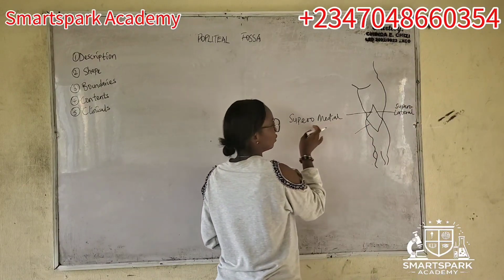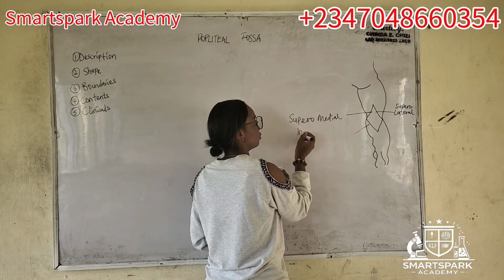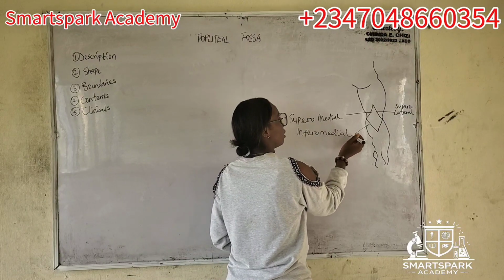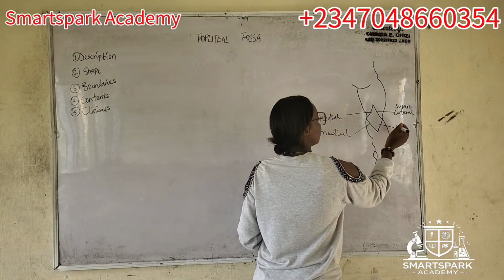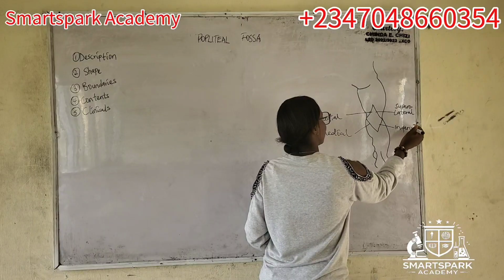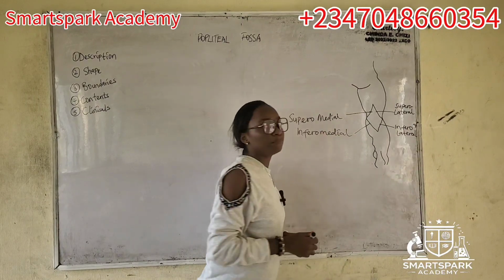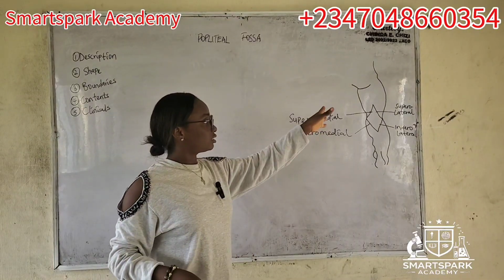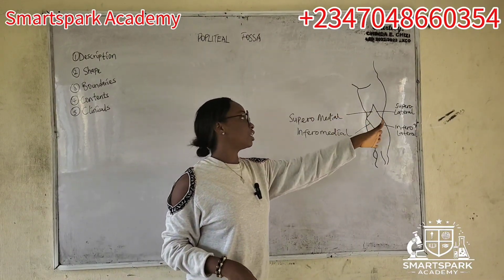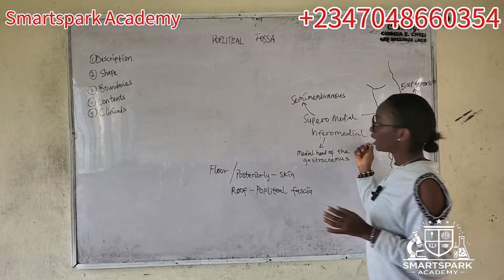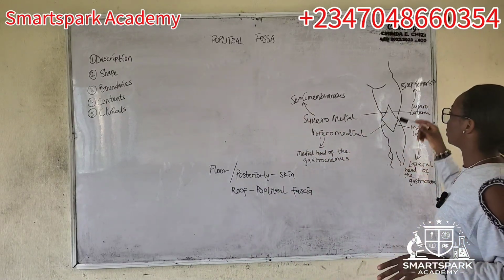So what then do we call here? This is superior, inferior medial, and inferior lateral. Now with this, we can proceed to what is found superior medial, superior lateral, inferior medial, and inferior lateral. Now with our diagram, we'll look at the boundaries.